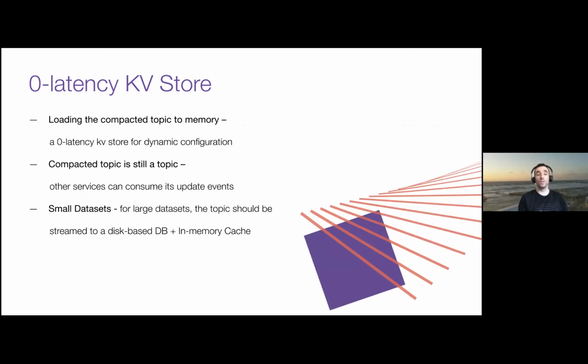Okay, so what does this pattern give us? So we have zero latency key value storage for the dynamic configuration, like time zones, like available countries. Notice that compact topics is still a topic. Other services can consume it regularly and get updates, like we saw. Now, like I mentioned, it's very important that you won't use it for general purpose data sets that are dependent on, I don't know, scale of traffic and stuff like that, because then you will not fit into memory.